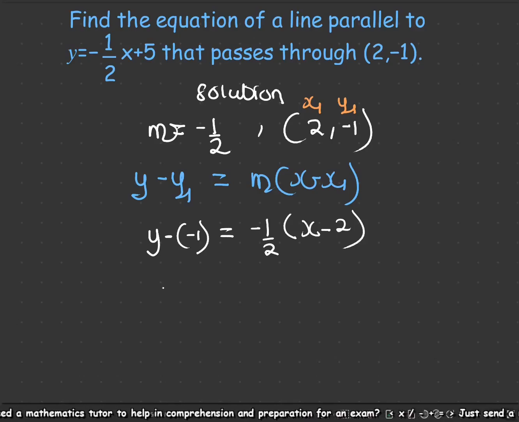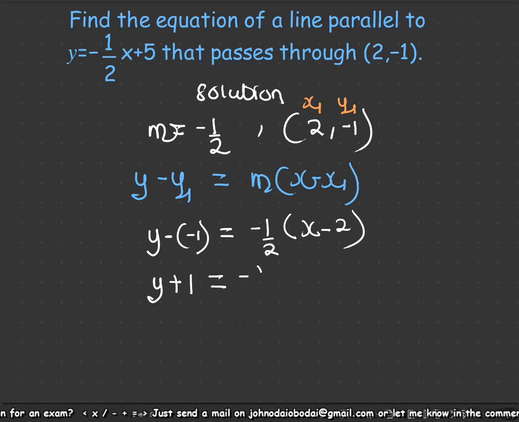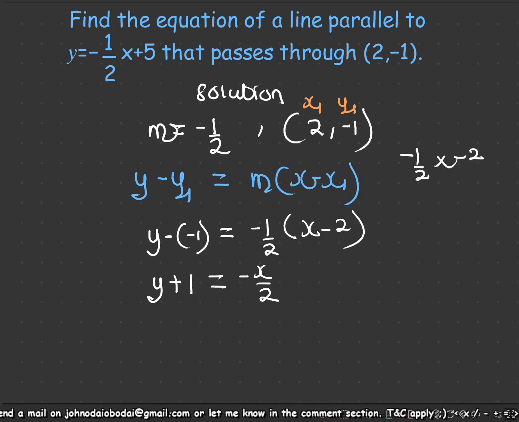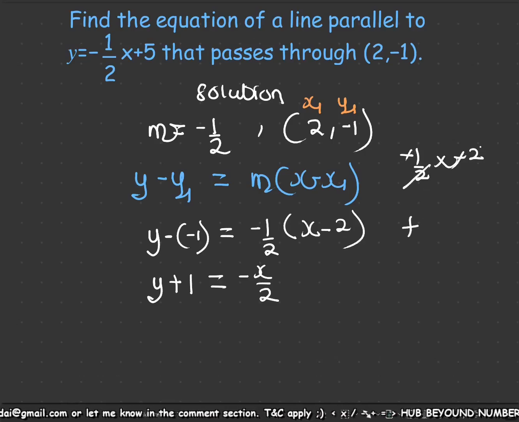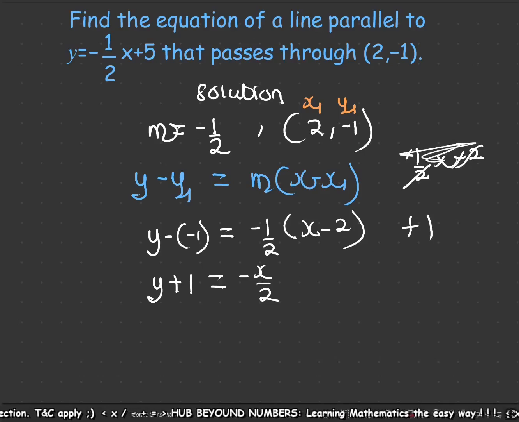Opening our bracket, we get y plus 1, that is a negative times a negative, equal to negative half times x, which gives negative x over 2. Then we have the negative half times the 2, that is negative 1 over 2 times negative 2. Since it's negative and negative, we get a positive. The 2 cancels out, and we are left with just 1. So plus 1.